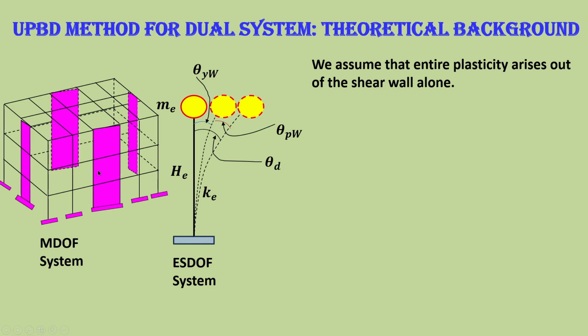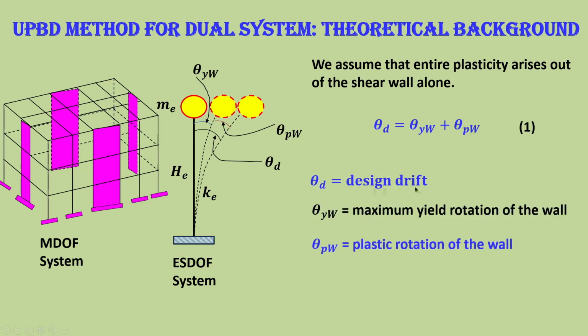However, the shear wall is a very deep beam. It is also a beam. It is a cantilever deep beam, and because of its large depth in comparison with the depth of other normal beams, it can dissipate a large amount of energy, so that we can assume that the entire plasticity is arising out of the shear wall alone. So if so, the theta d, the total rotation, which comprises the elastic rotation theta yw and the plastic rotation theta pw, that is the plastic rotation as shown here, is arising out of the wall only. That is the meaning of this equation 1.